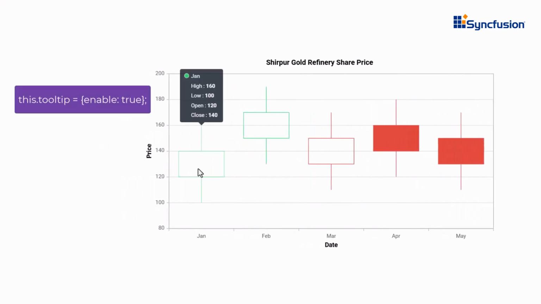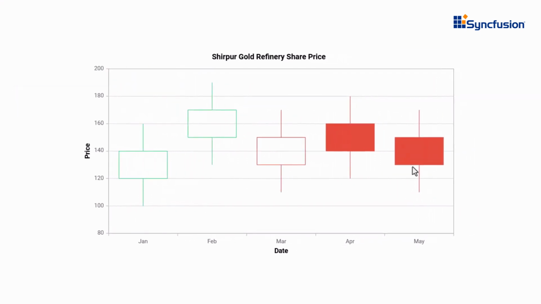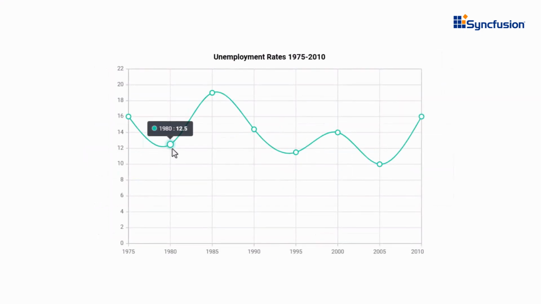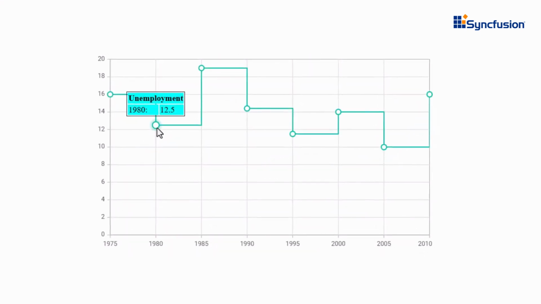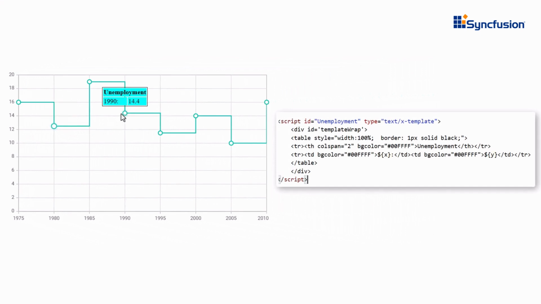You can enable it by turning on the Enable property in the Tooltip. When you hover over a data point, the Tooltip shows value details without cluttering the UI. By default, it displays the X and Y values, but you can customize what it displays using the Format property. Or build a custom design using the template option with placeholders like $X and $Y.